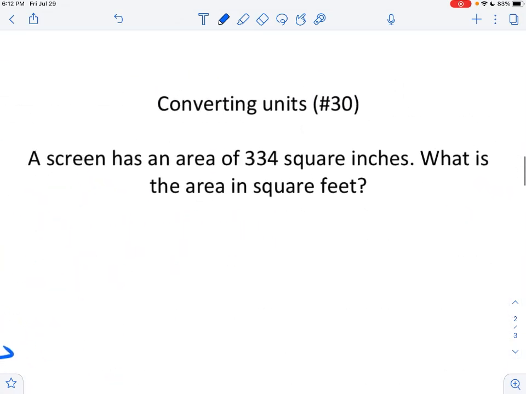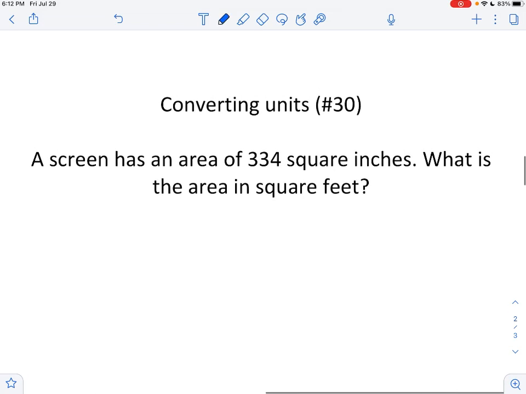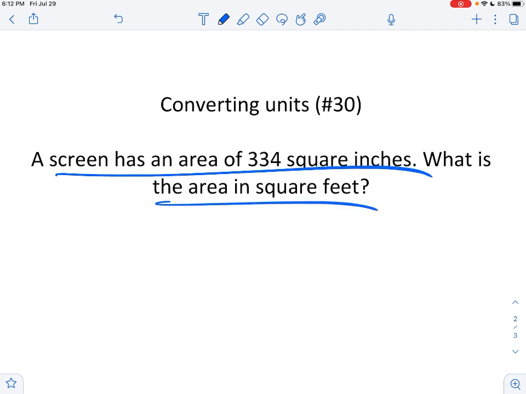Converting units. Usually converting units problems are going to be working with units that generally the average sophomore, junior, senior student should know about. So here we're working with inches to feet. In this case, it's actually square inches to square feet. You could get square feet to square yards. I've seen that before. So this is a little bit harder example, but I'm still going to throw it at you because why not?